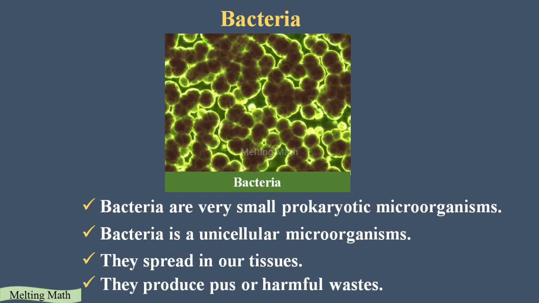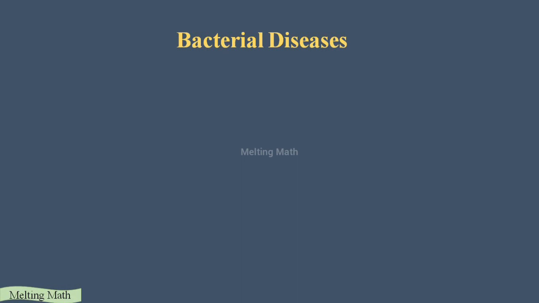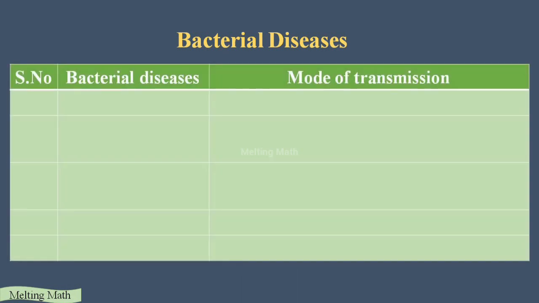Okay, let's see some bacterial diseases and their mode of transmission. Mode of transmission is nothing but the way in which it comes to our body and affects our body. That's what they are mentioning here. Here they mentioned five bacterial diseases: cholera, pneumonia, tuberculosis, tetanus, and typhoid. These are the bacterial diseases.